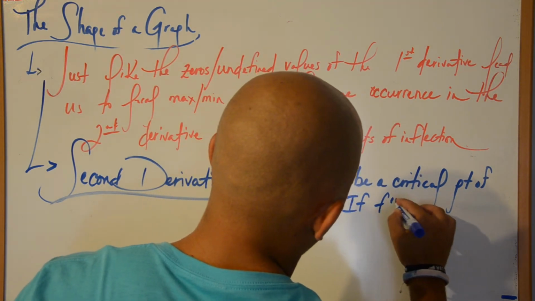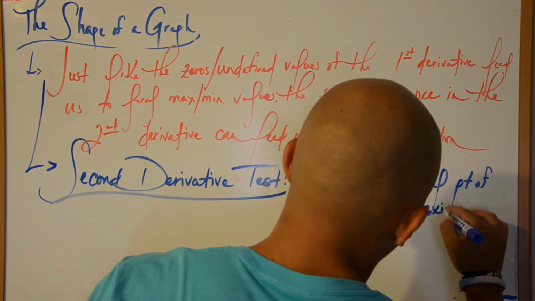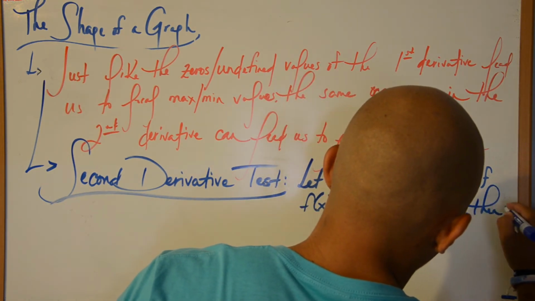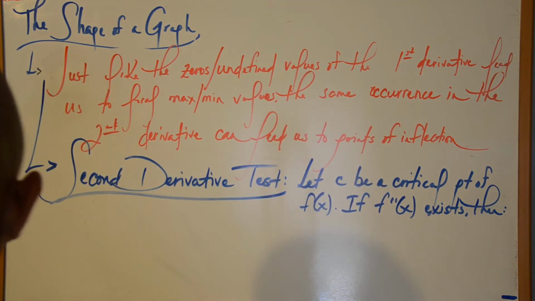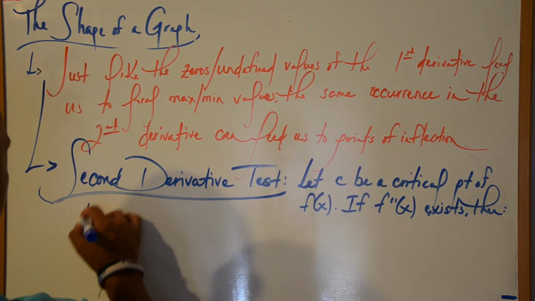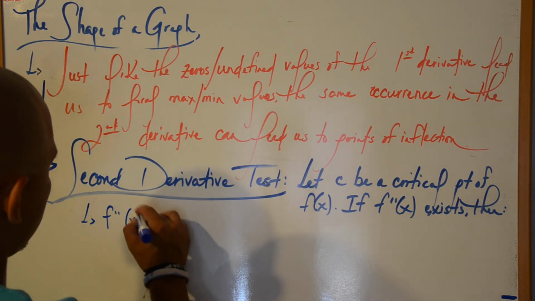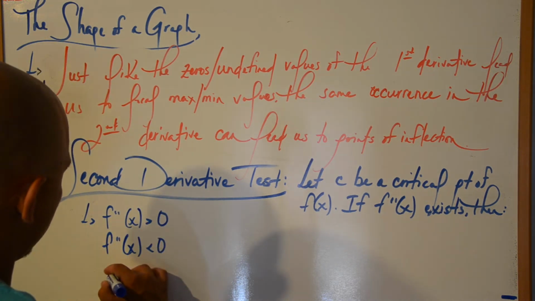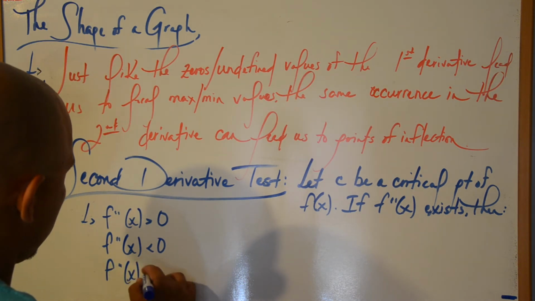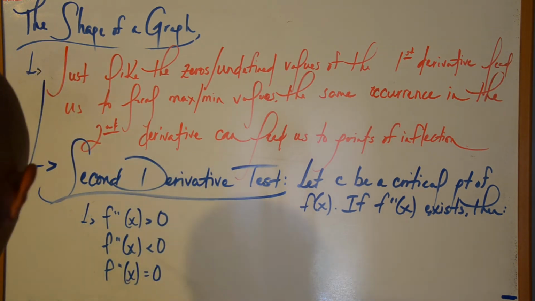If the second derivative exists, then three things can happen. We can obviously have a situation where that derivative is greater than 0. We can have a situation where that derivative is less than 0. And we can have a situation where that derivative equals 0.